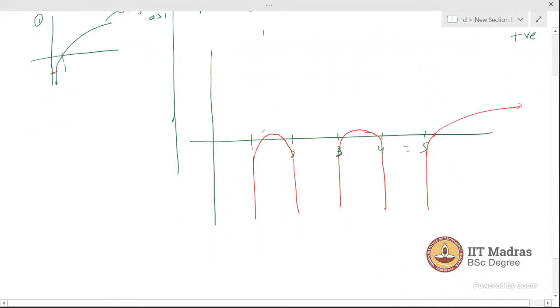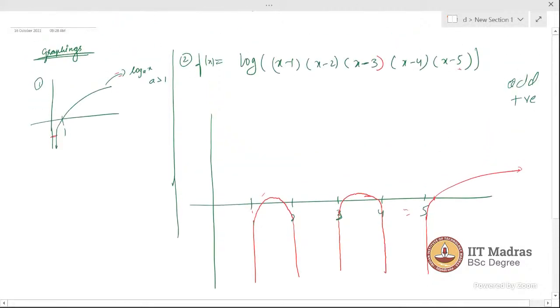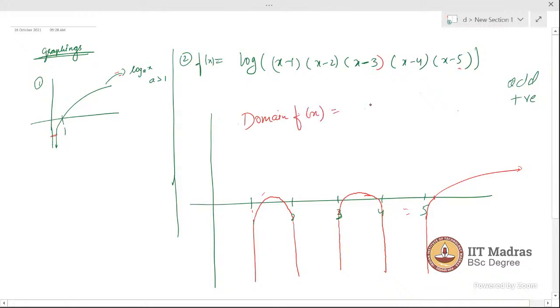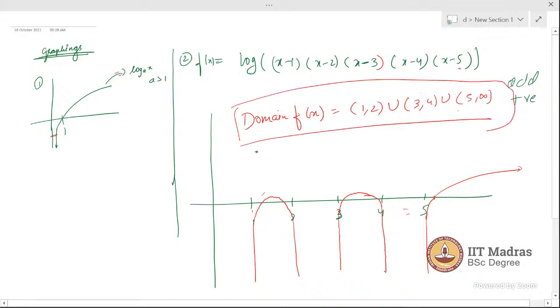So could you tell me what is the domain of this function now? Yes, sir, open interval 1 to 2, union 3 to 4, union 5 to infinity. Clear? Yes, sir. So you see, you guys know so many things now. What about the range of f of x?